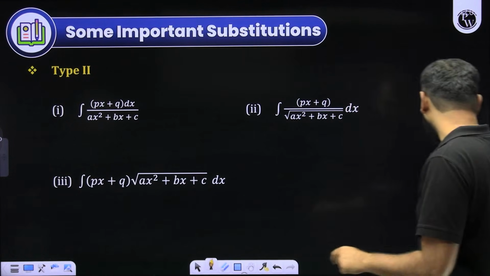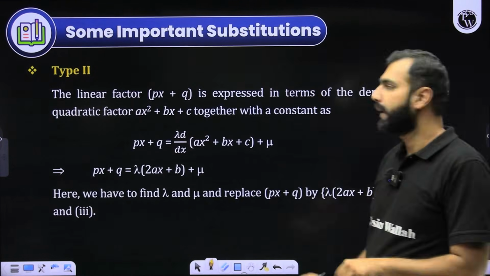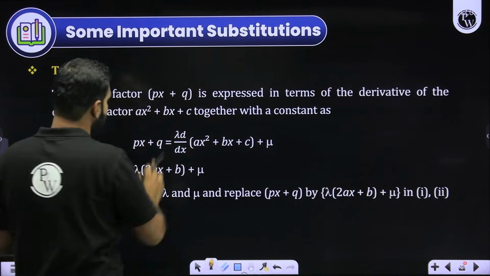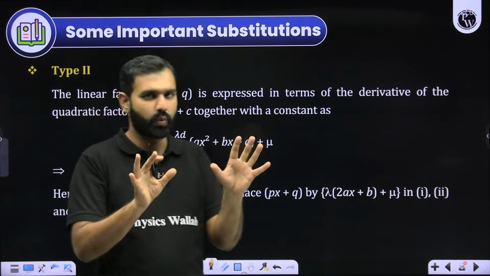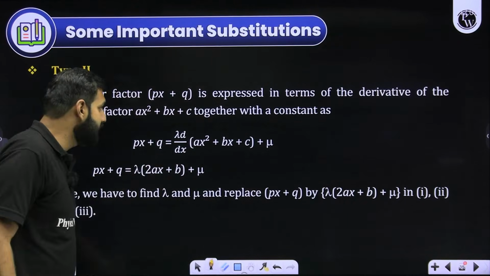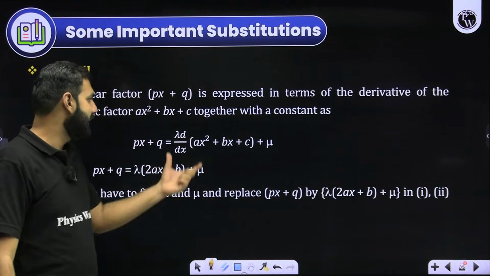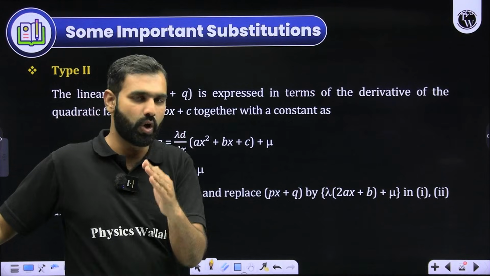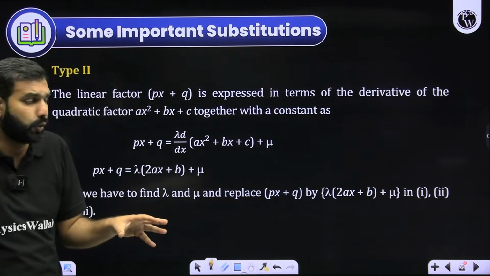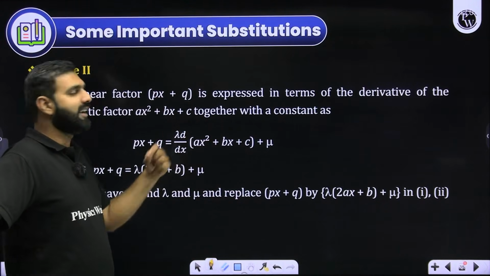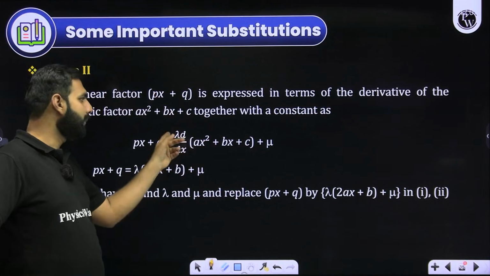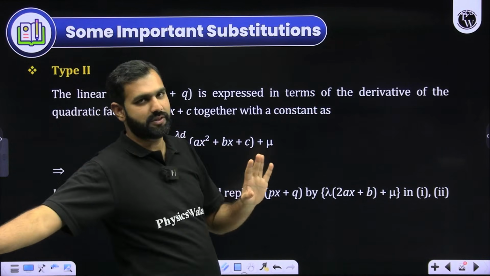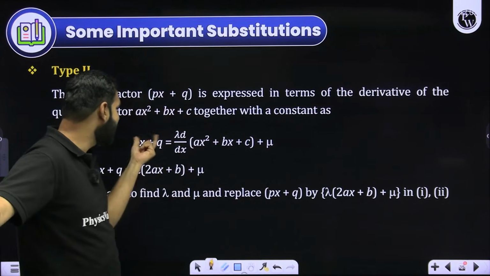What is that? Let me have a look at that. Yes, here. This linear factor, which is px plus q, could be there in the numerator or wherever it is. With this expression, all you need to do is take your denominator, your quadratic expression, wherever it is, in the denominator or numerator or inside an under root sign, take its derivative, multiply it by a constant, and then add a constant to it. And then equate that value with px plus q.